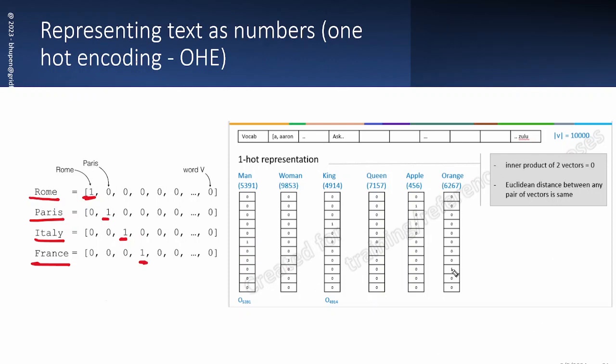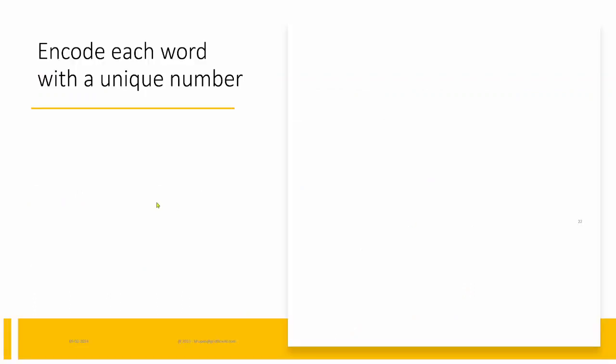Now, there are problems with this method. I've highlighted those two problems here. So what are the problems? The inner product of two vectors: if you take any two vectors and do a dot product, you're going to get 0. The distance between any two vectors is also equal, for example, apple and orange, or orange and man. That's not desirable in our machine learning.